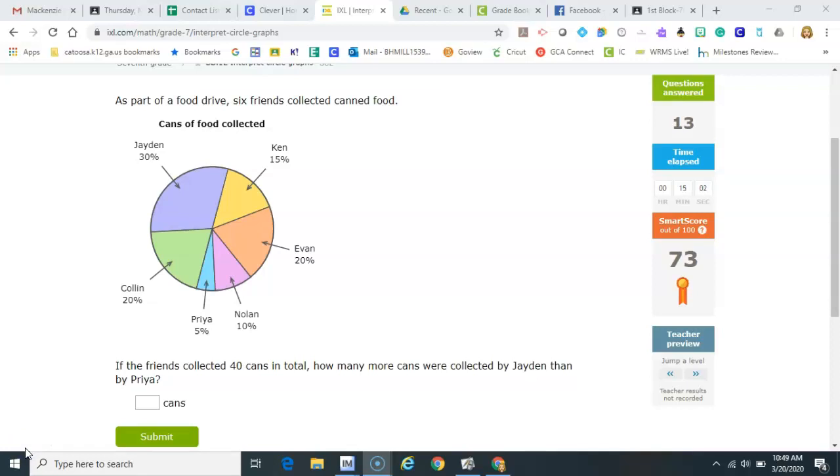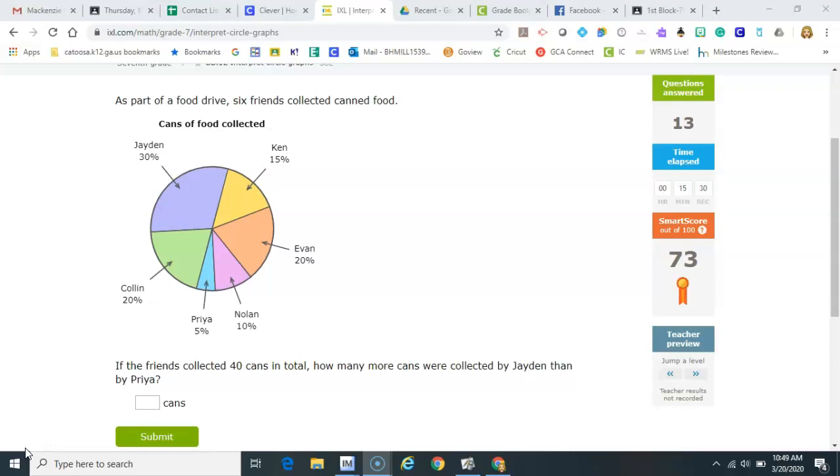As part of a food drive, 6 friends collected canned food. So Ken collected 15% of the amount. Evan was 20. Nolan was 10. Priya was 5. Colin was 20. Jaden was 30%. If the friends collected 40 cans in total, so let me write that down, 40 cans. How many more cans were collected by Jaden and then Priya?